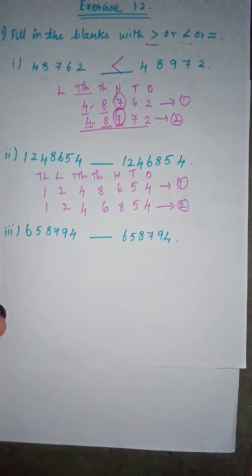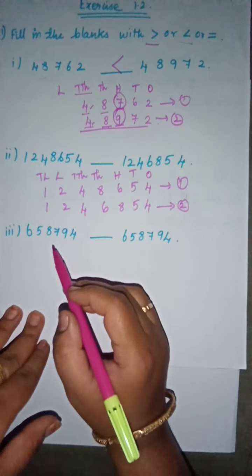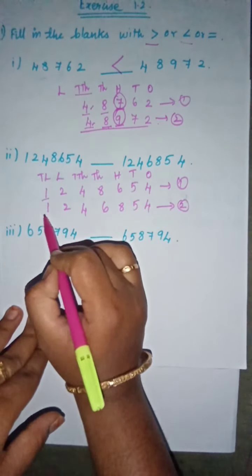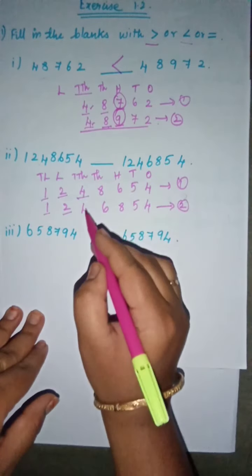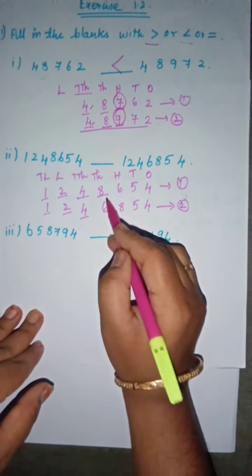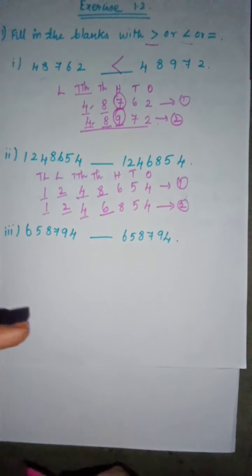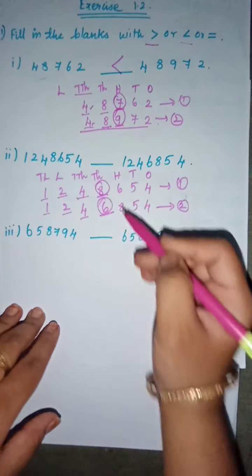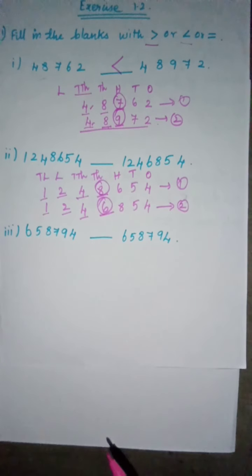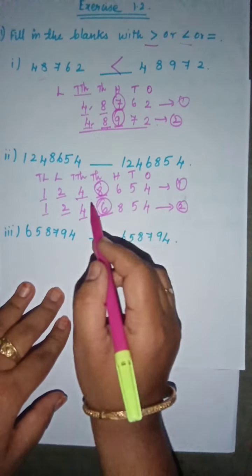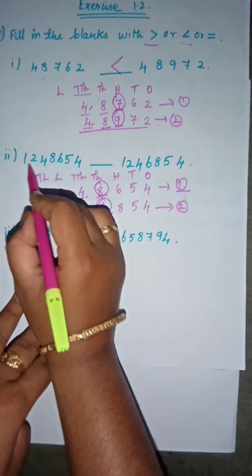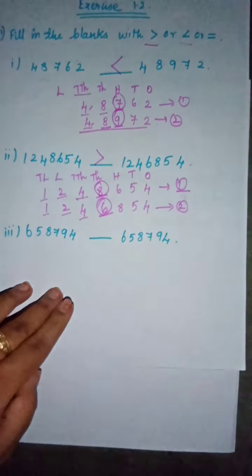Okay, now we are going to move to the second step, that is we have to see the first digit of the two numbers. While seeing the first digit of the two numbers, here 1 1, same. Next 2 2, same. Next 4 4, same. Next 8 6. Here it is 8, here it is 6, so it differs. So which one is greatest? 8 is the greatest number. So 8 comes under the first number, so the first number is greater. So our answer will be framed like this.